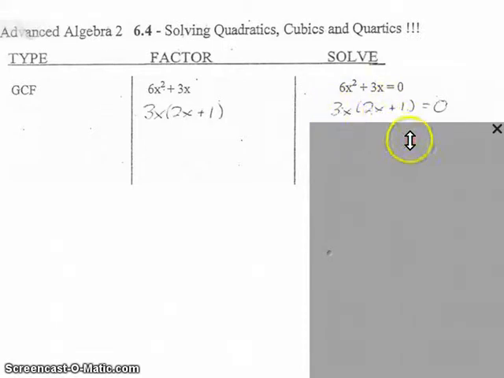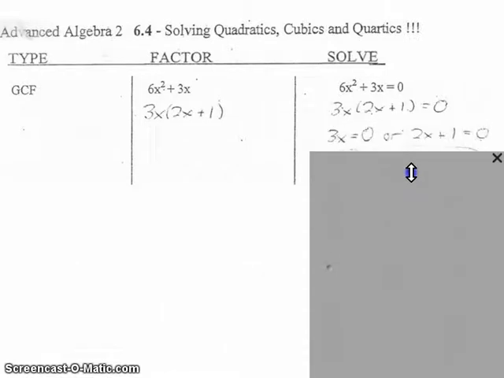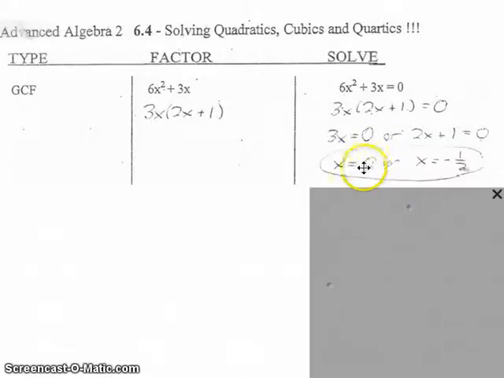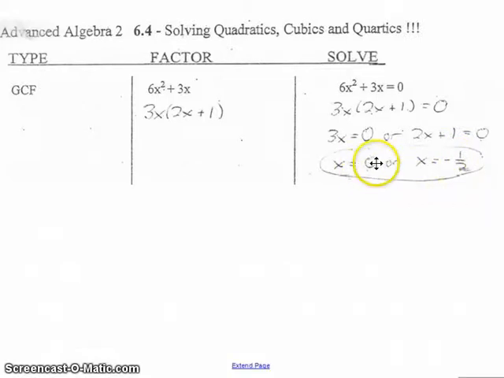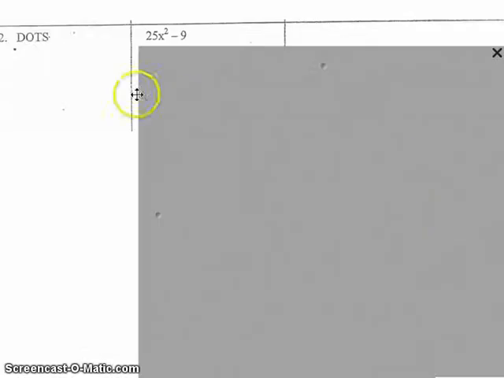If 3x were 0, that would mean x would have to be 0. And if 2x plus 1 were 0, that would mean 2x would have to be negative 1. And then x, dividing by 2, would become equal to negative 1 over 2, or in other words, negative 1/2. And so those are your two answers there. x is either 0 or negative 1/2. Moving on to the next example.